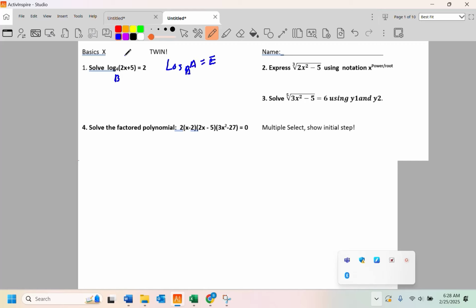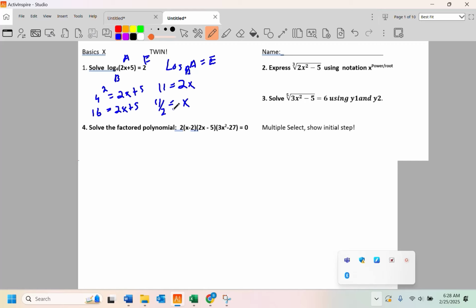So my base, my argument, and my exponent. My base shall be 4, shall be raised to the second power, and it shall equal 2x plus 5. 4 squared is 16, so 16 is twice x plus 5. We're going to subtract 16, that gives us an 11. That gives us 11 equals 2x, so x is simply 11 over 2. Should be the problem that everybody gets.